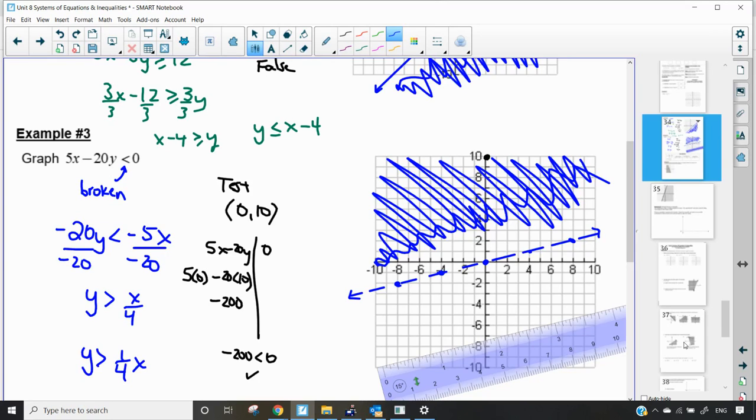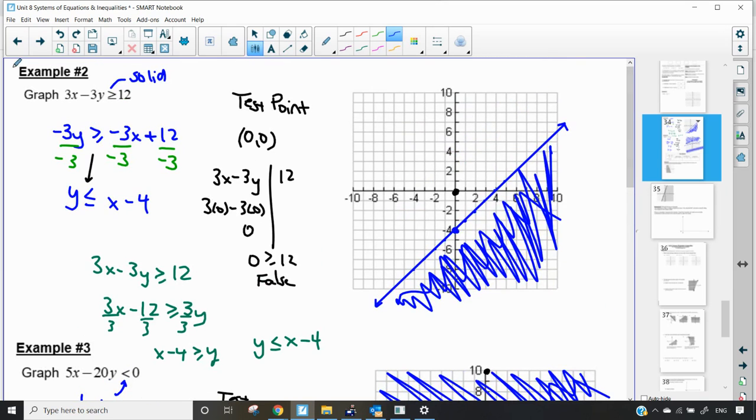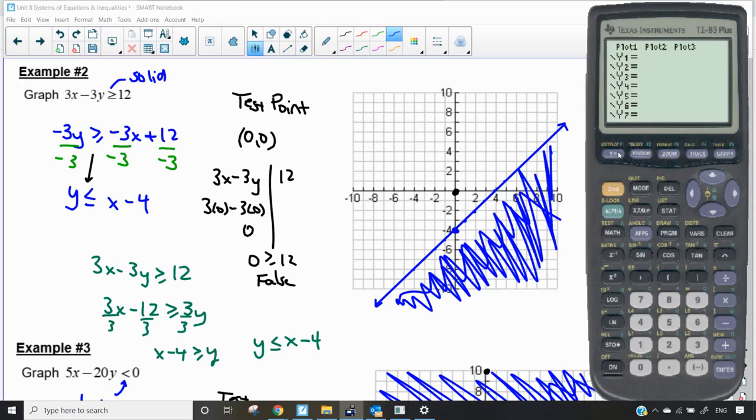Now, before we move on to our next examples, I want to show you that you can also check these on your calculator. So we're going to move back to example number 2, where we have 3x minus 3y is greater than or equal to 12. On our calculators, the first thing we're going to do is enter our equation, which in this case is y is less than or equal to x minus 4. Well, we're going to enter the x minus 4. And then to make an inequality, we're going to arrow over to the symbol on the left-hand side of the y value. As we hit enter, this is going to cycle through a number of different options that we have.